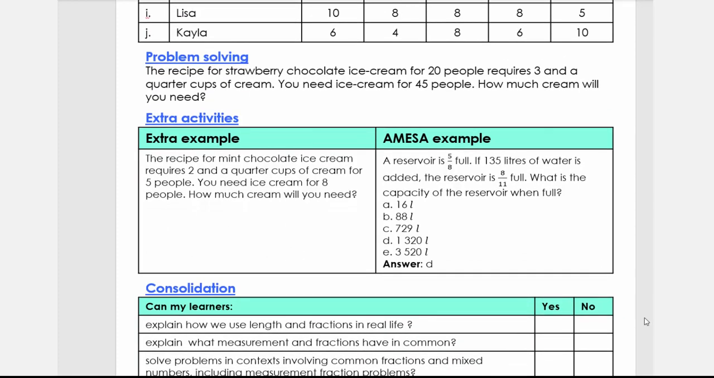And lastly, we're going to do the consolidation. If you've got all yeses, we carry on with the next section. If you've got no's, you need to revisit or revise certain aspects.